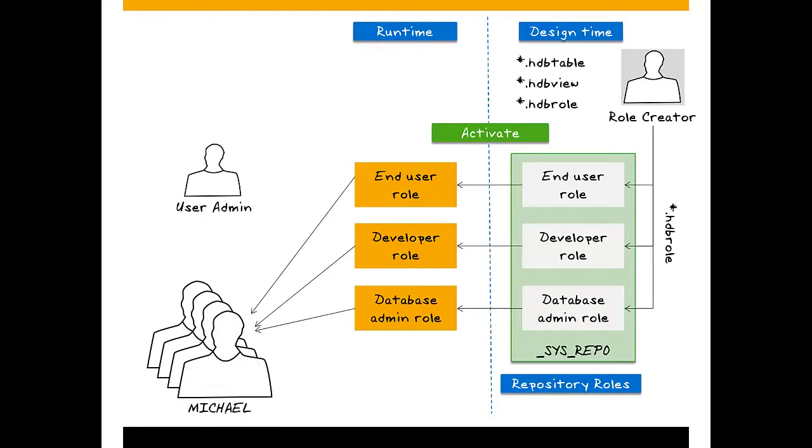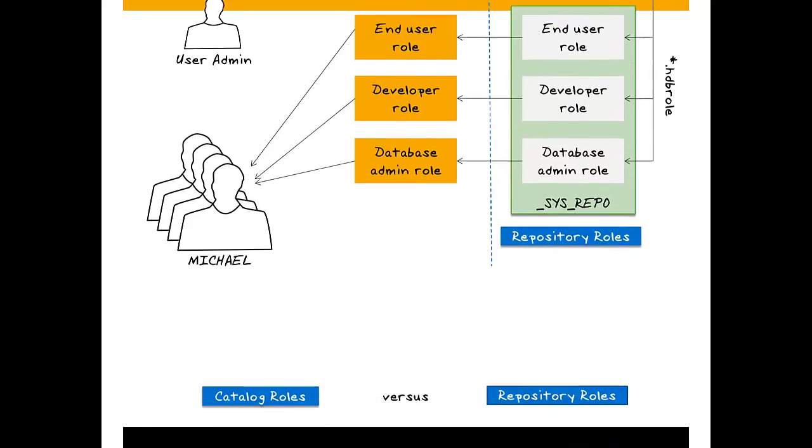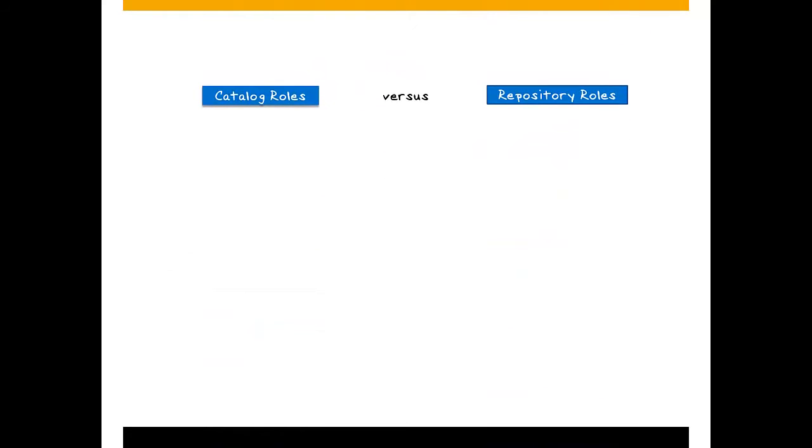If you use the SAP HANA Studio or SAP HANA Web-based Development Workbench to grant roles, you won't notice any difference, but the underlying mechanism for granting repository roles is not the grant statement, but the execution of special stored procedures. So which are better, catalog roles or repository roles? Let's do a quick comparison.